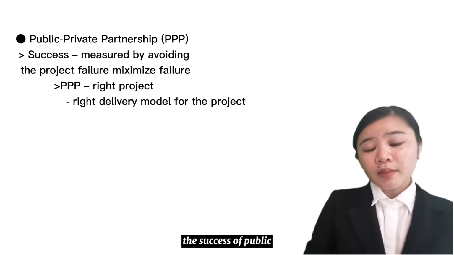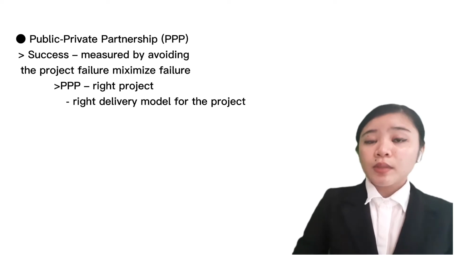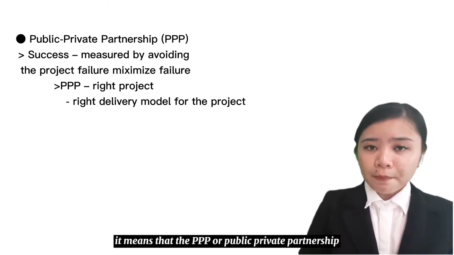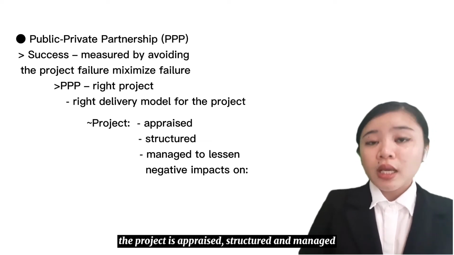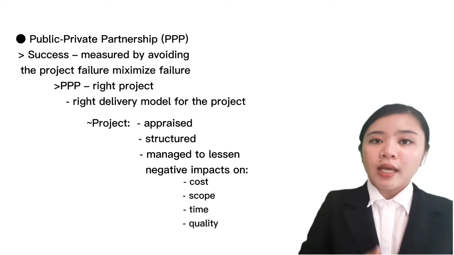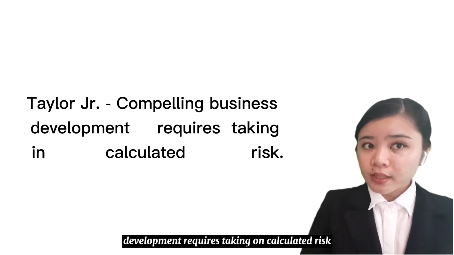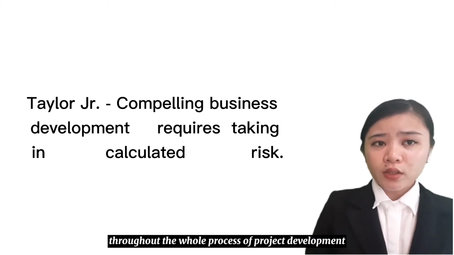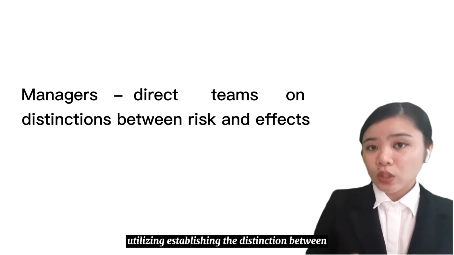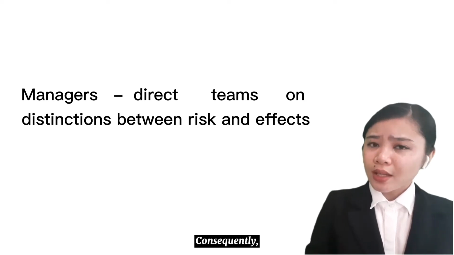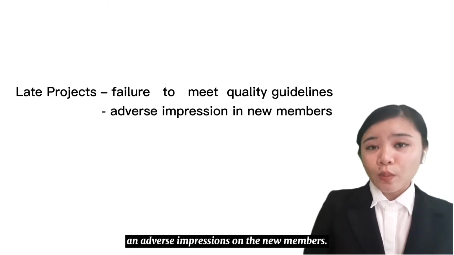The success of a public-private partnership is measured by avoiding project failure or minimizing its consequences. It means that the PPP, or public-private partnership, is the right project and the right delivery model for the project. The project is appraised, structured, and managed to lessen the negative impacts on cost, scope, time, and quality. Based on Tyler Jr., compelling business development requires taking on calculated risk. Throughout the whole process of project development, managers could direct their teams to the right actions by establishing the distinction between risk and effects. Consequently, late projects and failure to meet quality guidelines could produce adverse impressions on new members.